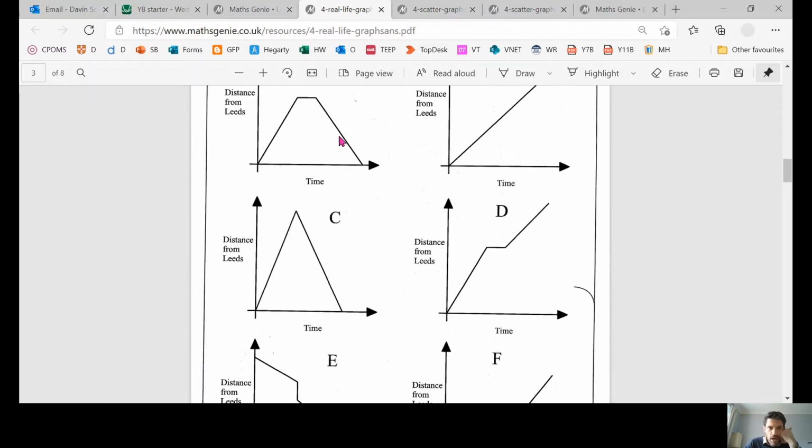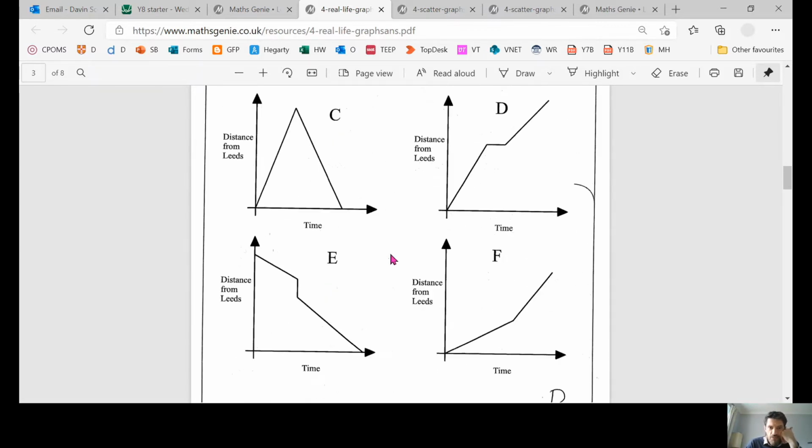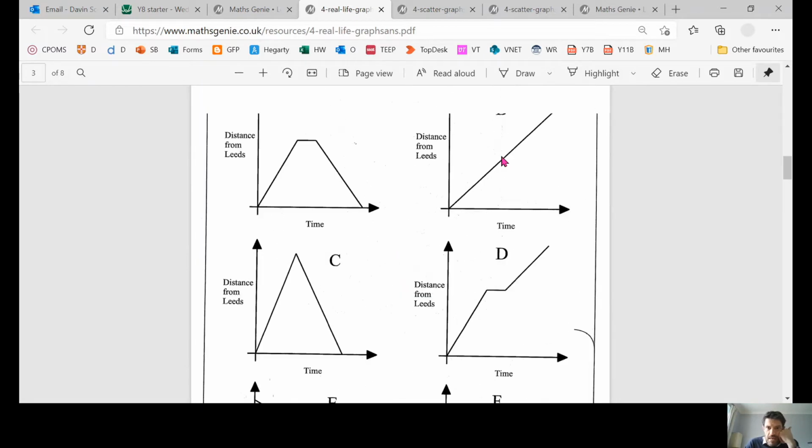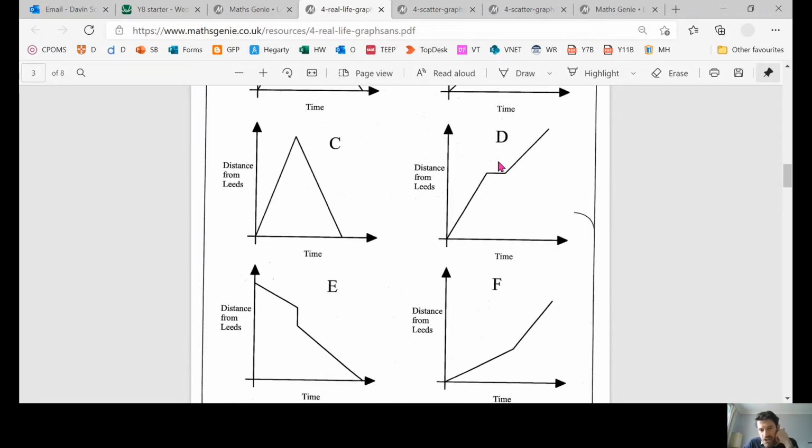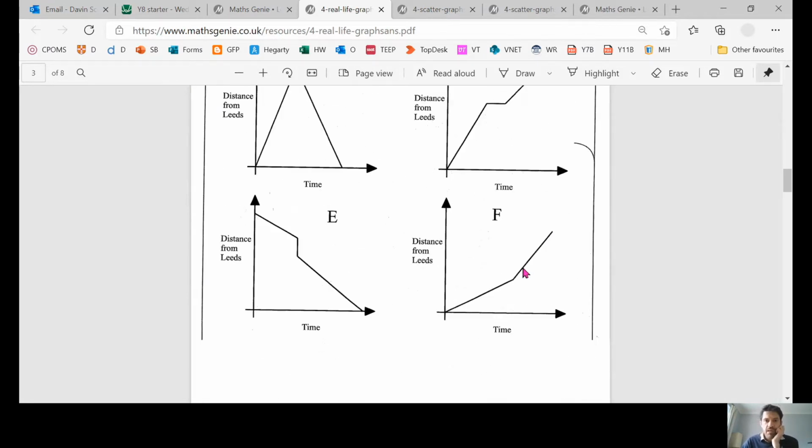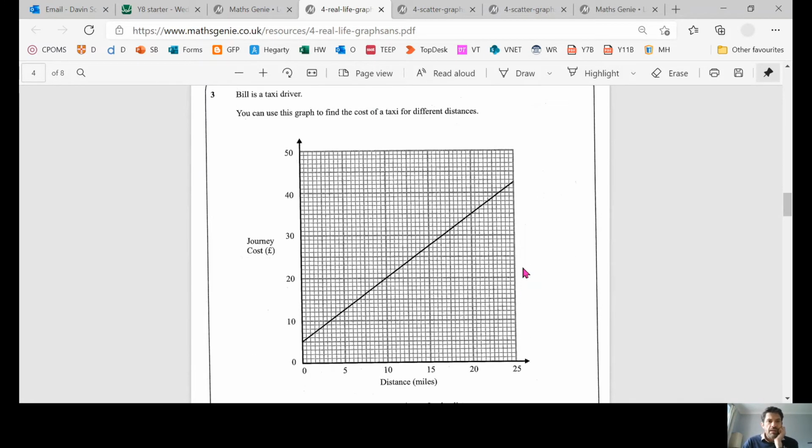On A, C, and E, she returns home. It's only B, D, and F that she's continually moving away from Leeds, but she doesn't stop in F or B. Right, Bill is a taxi driver.